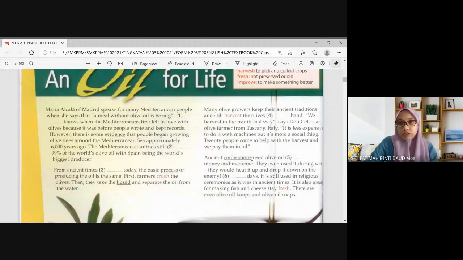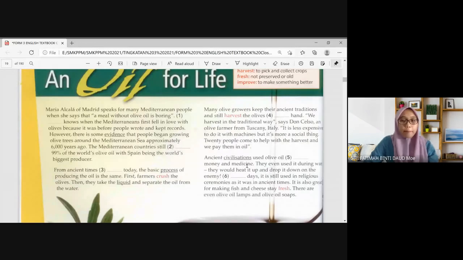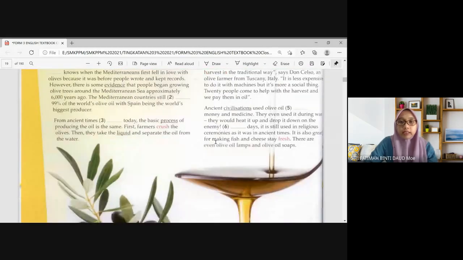Ancient civilization used olive oil as money and medicine. Sebagai money and medicine. As money and medicine, ubatan. They even use it during war. Okay, waktu perang, they would heat it up, panaskan, and drop it down on the enemy. Dia akan jadikan sebagai senjata. Dia tuang dekat enemy, minyak panas.